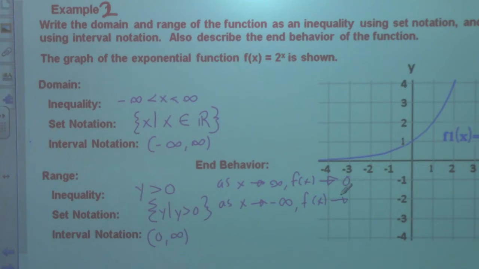Okay, Noah says 0. Oops, did I write this wrong? Should that be infinity? Yeah, there we go. This should be infinity here. Okay, you see the distinction here? As we go to the right, we're approaching infinity. As we go to the left, we're approaching 0.